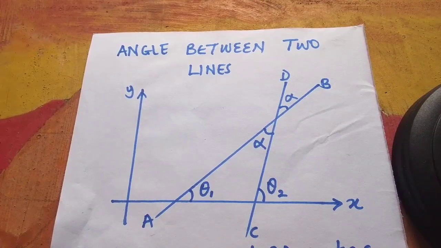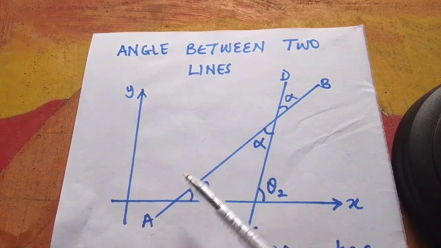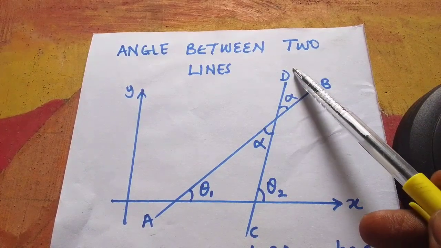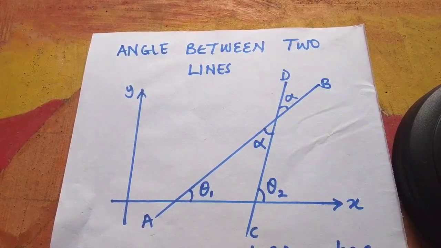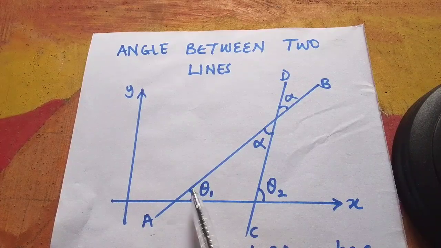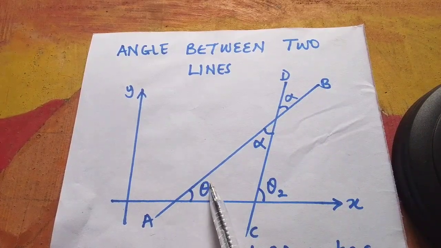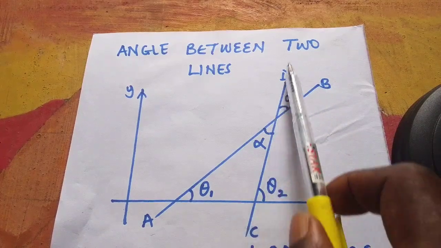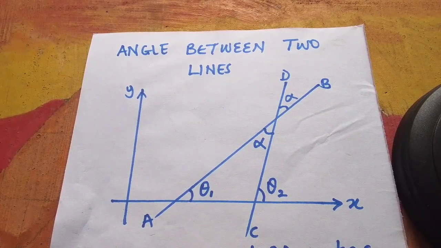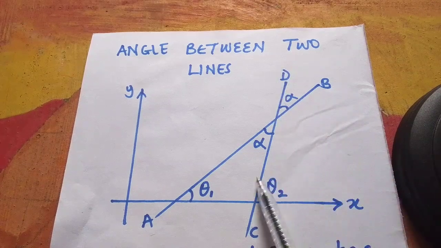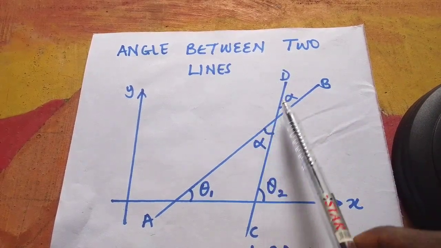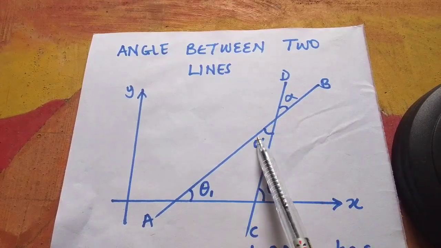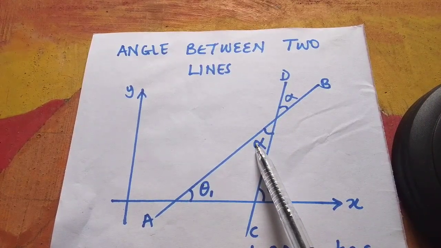Angle between two lines. Assume AB is the first line and CD is the second line. The angle AB makes with the horizontal is theta 1, and the angle CD makes with the horizontal is theta 2. These two lines have another angle between them. Let's take the angle in between these two lines to be alpha.